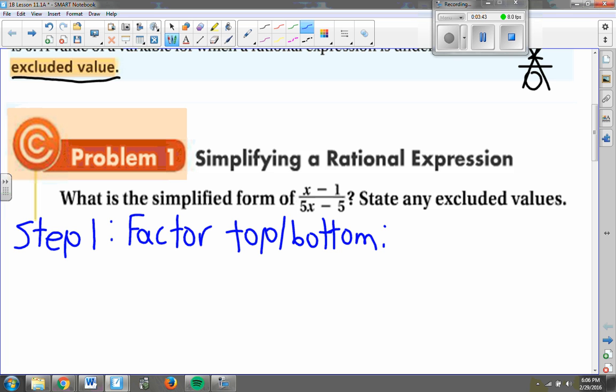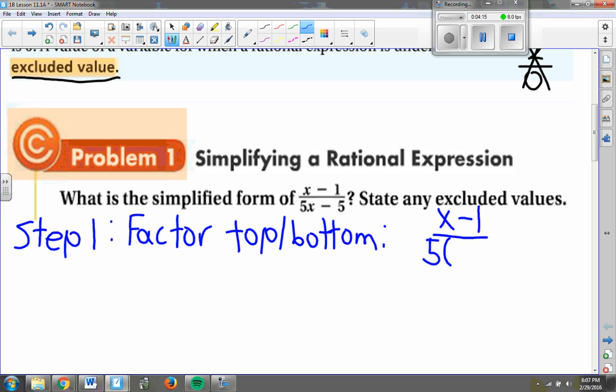Now in this particular example, the top is already as factored as it can get. X and 1 do not have anything in common, but in the denominator, 5x minus 5 can be factored. I could pull a 5 out of both of those because a 5 is being multiplied in both of those pieces. So when I factor the bottom of this fraction, like I said, the top is already factored. I can't do anything there.